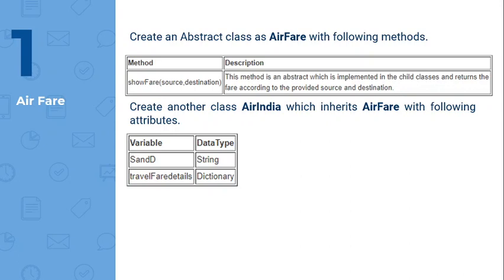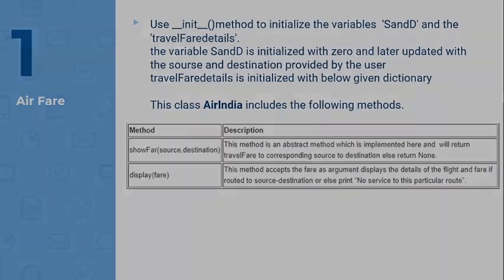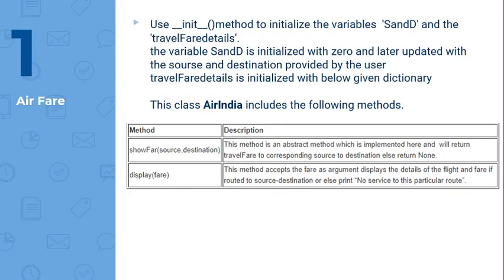We have to create an abstract class called arfar with a method called showfar. This is an abstract method which should be implemented in the child class. Next we have to create another class called arindia which inherits arfar with the following attributes: s and d for source and destination, and travel far details which is a dictionary. Then you also initialize the values of variables s and d and travel details.